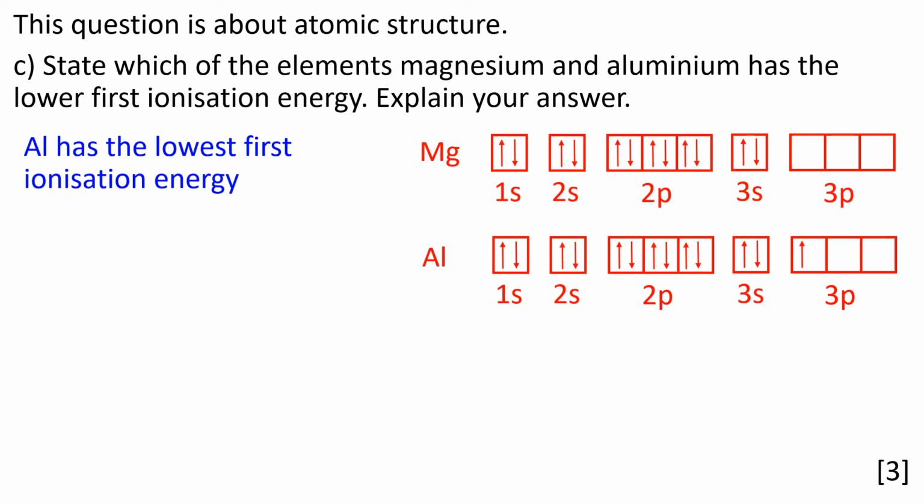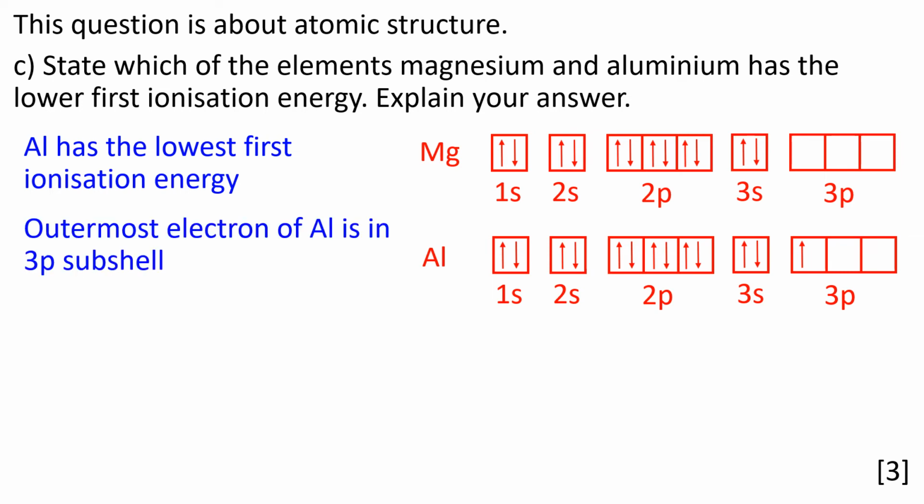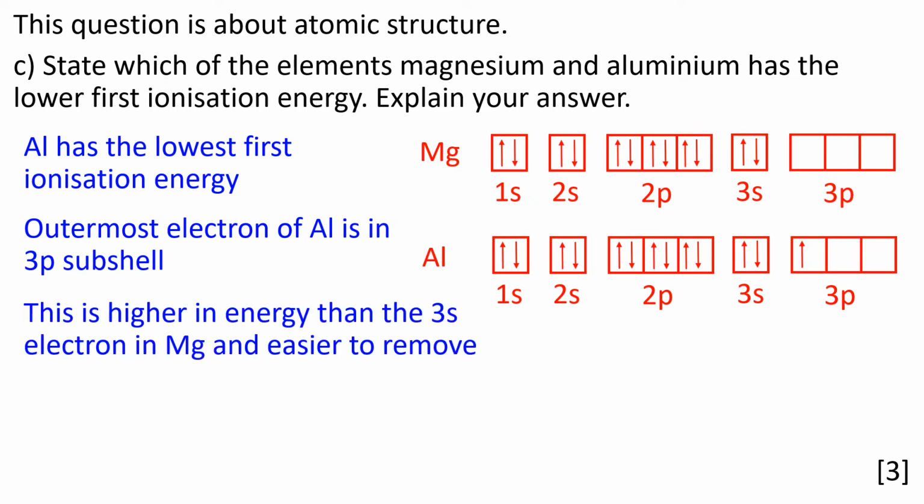So aluminium has got the lowest first ionisation energy. The reason for this is because the outermost electron of aluminium is in a 3p subshell, and this is higher in energy than the 3s electron in the magnesium, and therefore easier to remove.